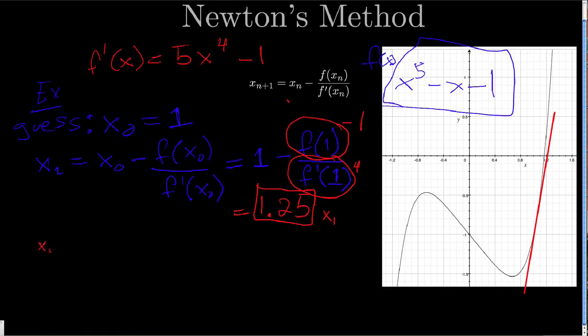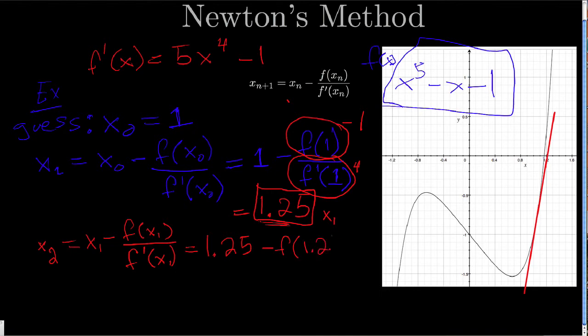Then I do another one, and I do exactly the same thing, except that now I have x sub 1 minus f of x sub 1 over f prime of x sub 1. This time, instead of using 1, I'm going to use my 1.25. So this is going to be 1.25 minus f of 1.25, I'm going to have to do that one with the calculator, that's okay, over f prime of 1.25.